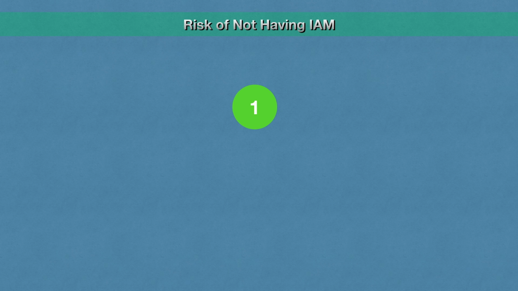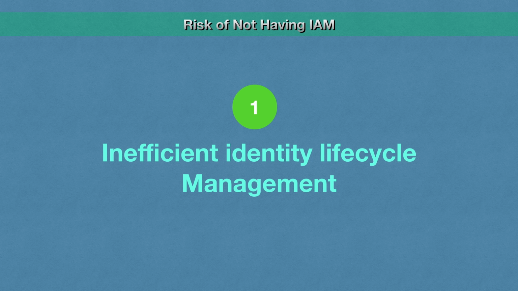Now let's dive deeper into the risk of not having IAM in an organization, and the first risk is inefficient identity lifecycle management. In any organization, change is a constant. New employees get in, current employees leave, move or change positions across departments in the same company. Job roles are altered periodically and many more such similar cases. Every time it requires granting and revoking authorization. Managing all these activities manually takes more time and effort in any organization.